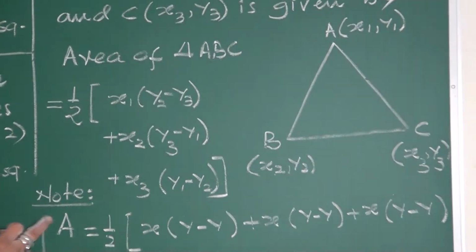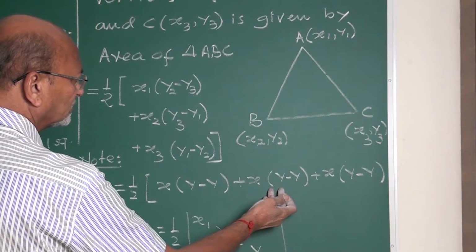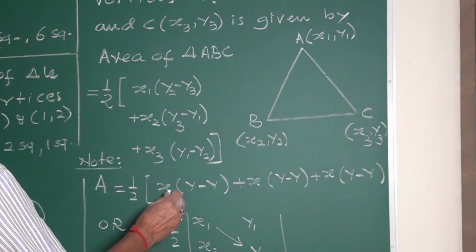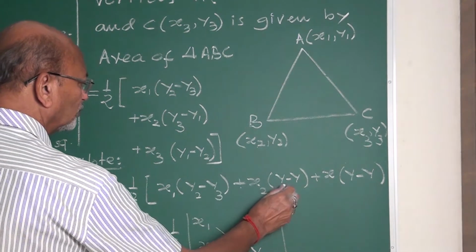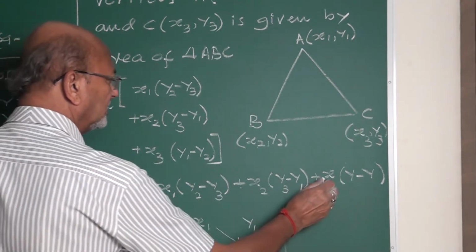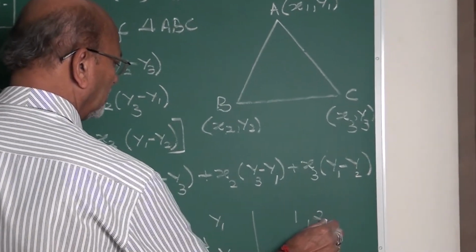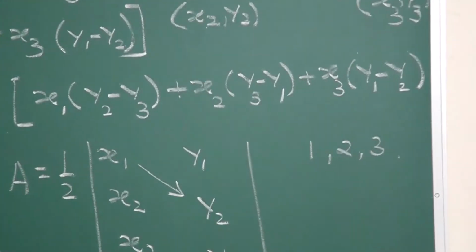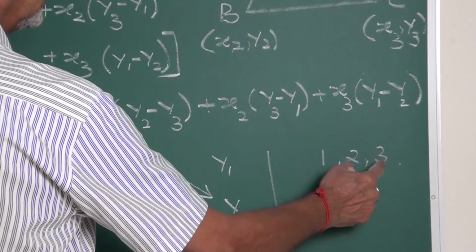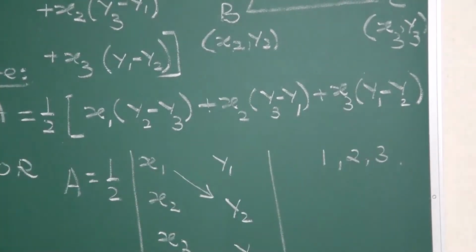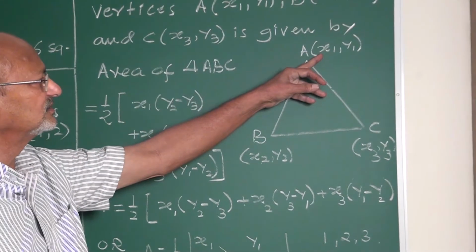Otherwise, you can write simply: x into (y minus y) plus x into (y minus y) plus x into (y minus y). Here you start writing 1, 2, 3, next 2, 3, 1, next 3, 1, 2. My friends, these numbers 1, 2, 3, you have to rotate cyclically. 1, 2, 3, 2, 3, 1, 3, 1, 2. Either you can remember like this, otherwise use the triangle method.